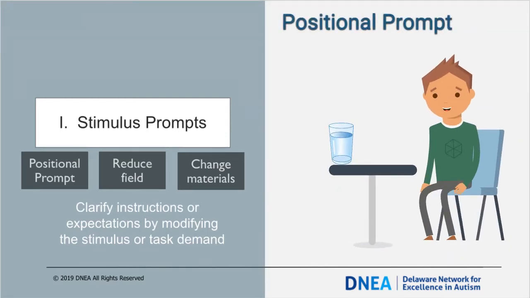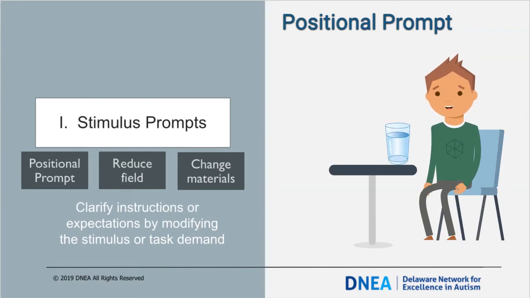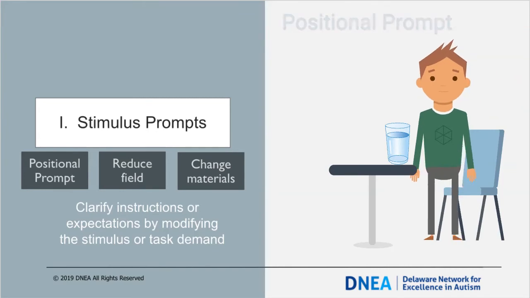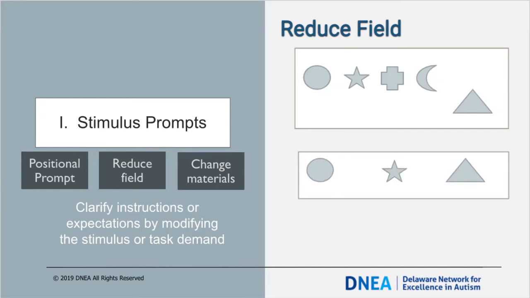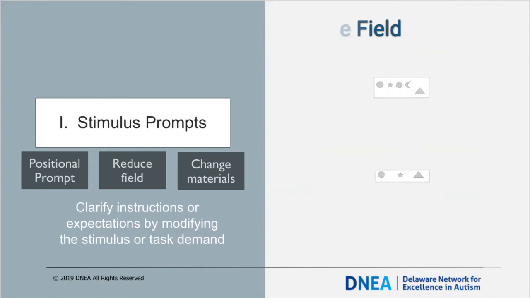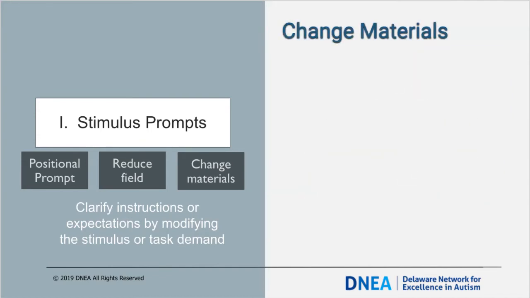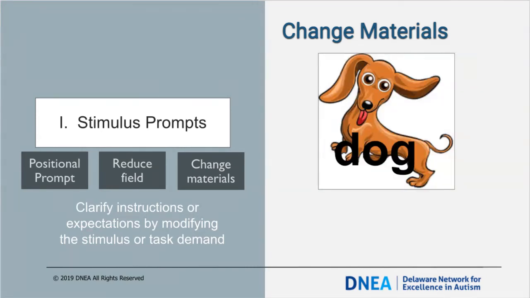Positional prompts move the appropriate responses or tools closer to the person. For example, you can see that the drink of water is closer to the individual. A reduced field prompt takes away potential distractions or potential incorrect responses. You can see that now there is only 3 shapes to choose from instead of 5. A change in materials adds a cue to the already existing materials. Here you can see an image of a dog has been added to a new sight word.